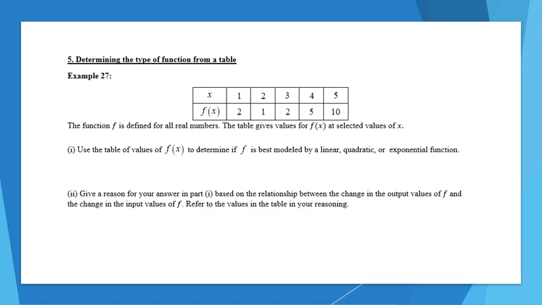Finally, example 5, determine the type of function from a table. Example 27. This is the question that you've had lots of practice with. Determine if it's linear, quadratic, or exponential. Here, if we take a look, we are minusing 1, plus 1, plus 3, plus 5, and then this should be plus 2, plus 2, plus 2. So this should be a quadratic.